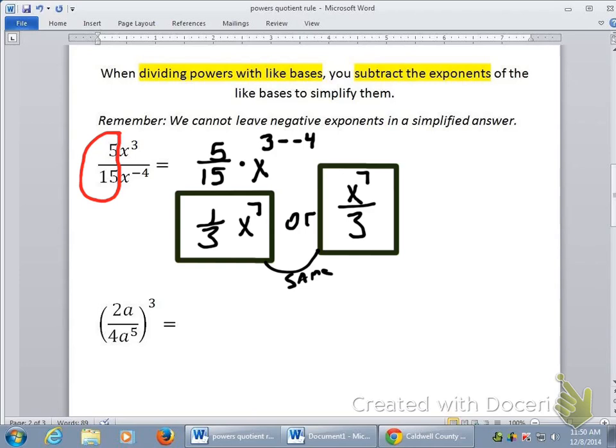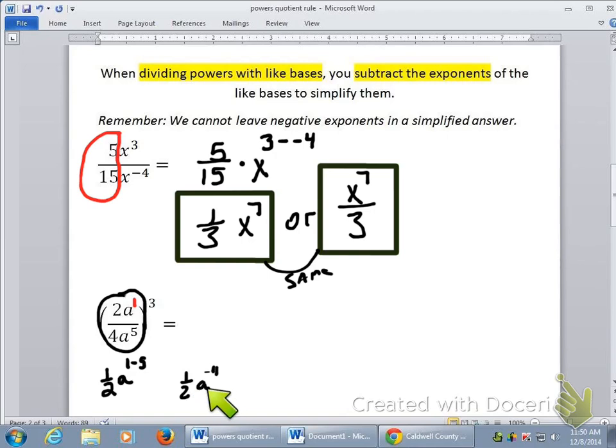Okay. Last example for you real quick. I've got multiple power rules all jumbled up together. You'll notice on the inside of the parentheses here, I actually have some simplifying I can do. So let's just follow the order of operations. Do 2 divided by 4. Of course, that's 1/2. Now, this a right here does have an exponent. It's a 1, so I'm going to do 1 minus 5. And 1 minus 5 gives me a to the negative 4.